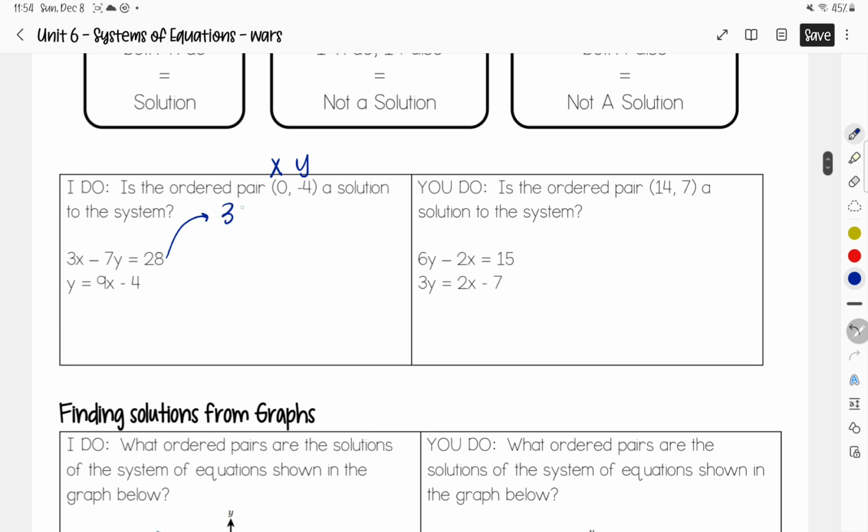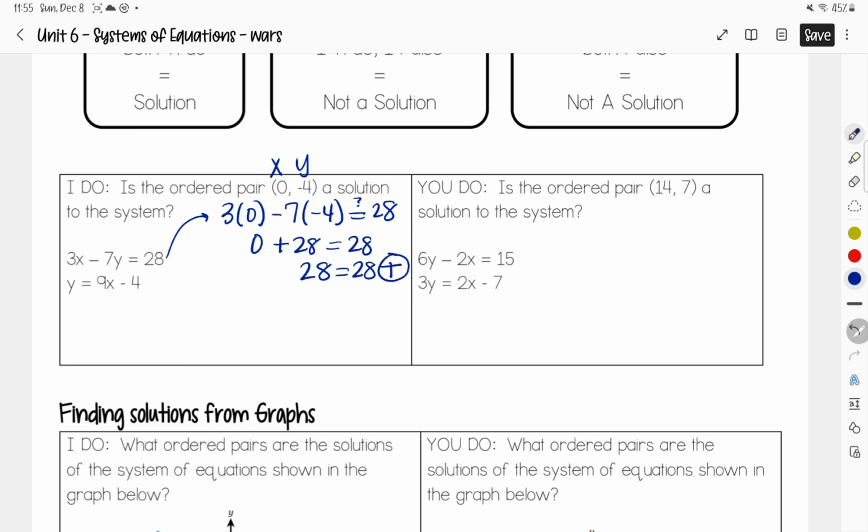So 3 times 0 minus 7 times negative 4, and I want to know, does that equal 28? If it does, then it's true. So 3 times 0 is 0. Negative 7 times negative 4 is a positive 28. And 0 plus 28 is 28. So 28 does equal 28, so that's true. So one of them's true so far.